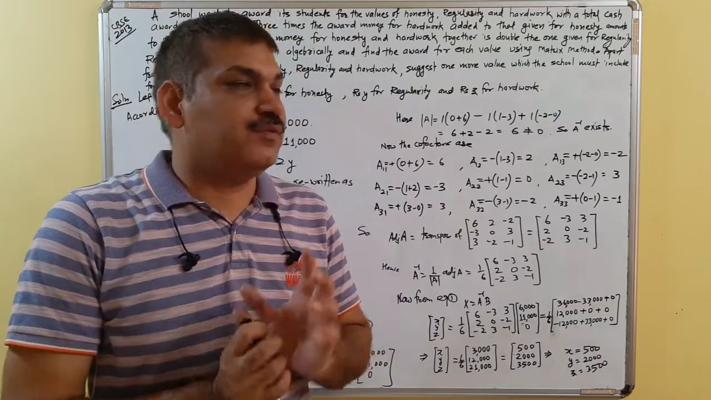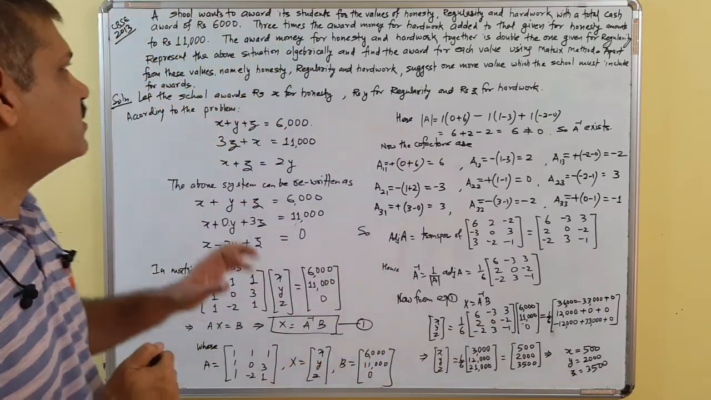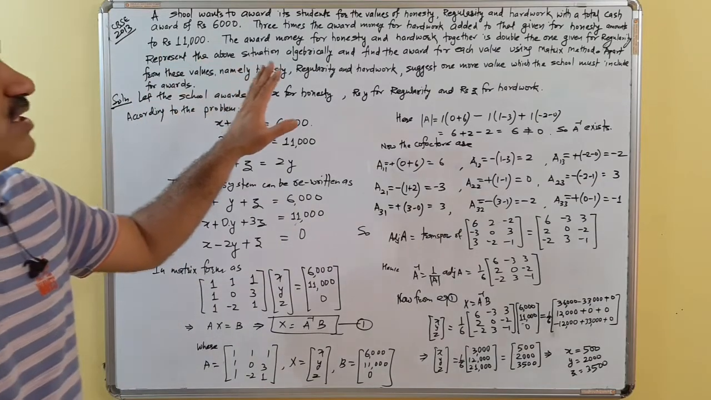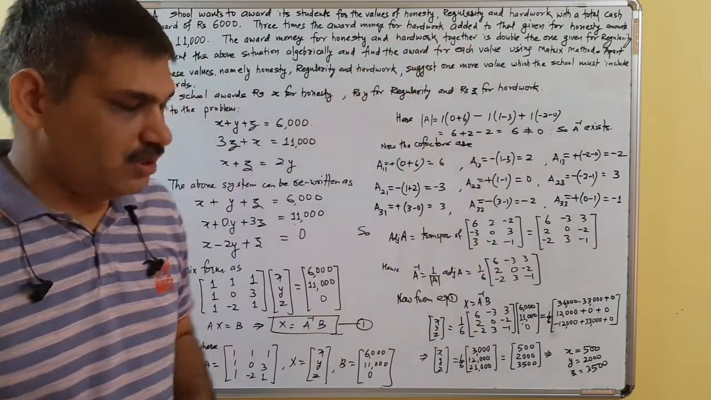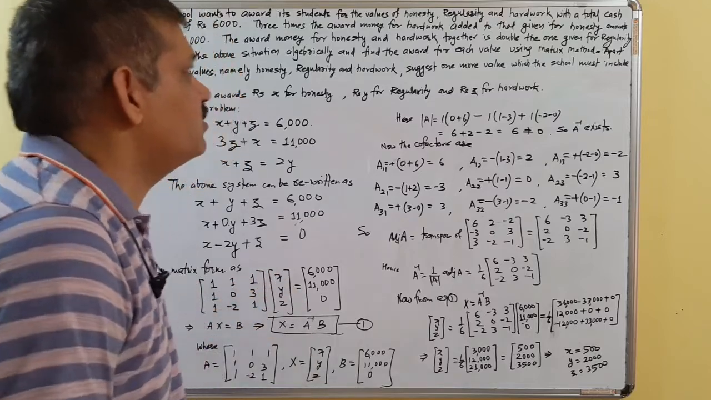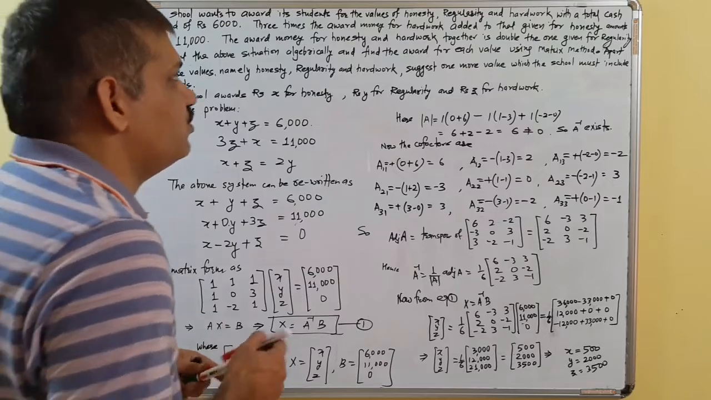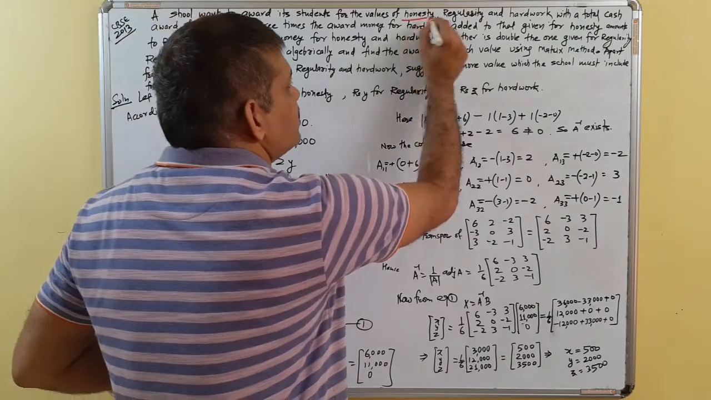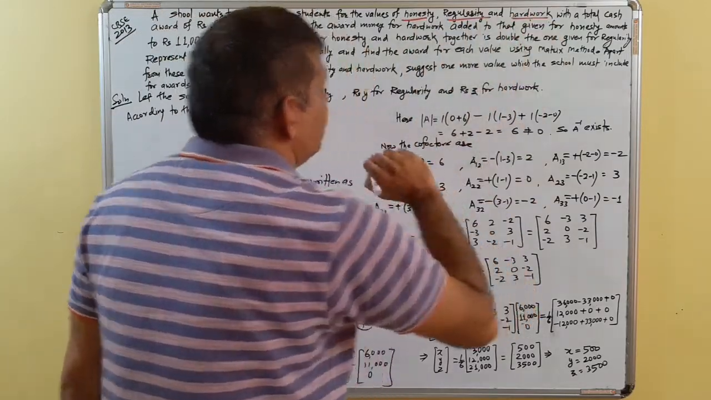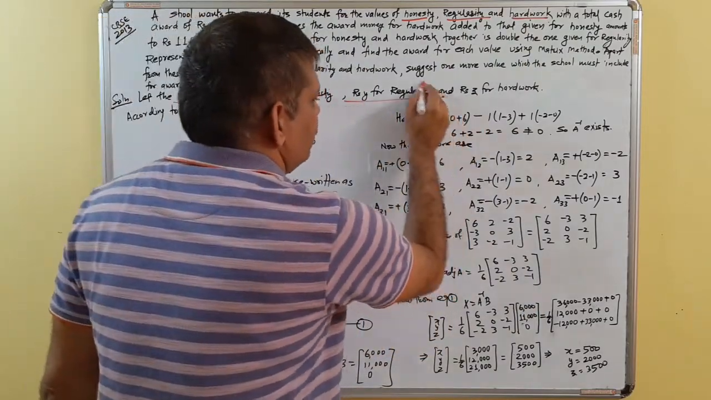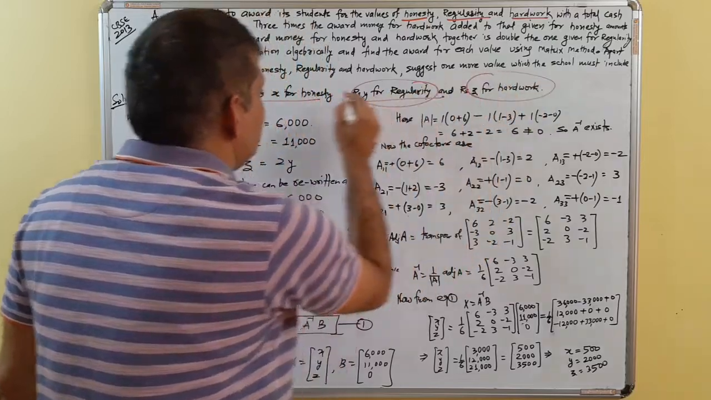Now we have taken one more word problem from the CBSE exam 2013. A school wants to award its students for the values honesty, regularity and hard work. See, there are three values, that means three variables are going to be introduced: honesty, regularity, hard work. Let the school award rupees x for honesty, y for regularity and z for hard work.